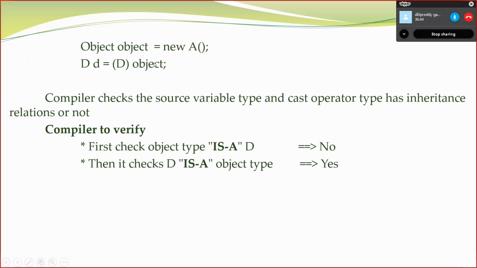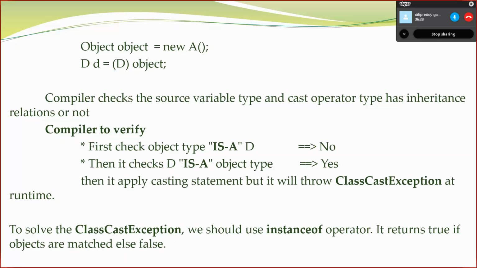Now the problem is we're getting the ClassCastException. How do we resolve that issue? To resolve it, we should use the instanceof operator. The instanceof operator will return true if the objects are matching, meaning both object A and B are compatible. Otherwise it will return false. This is the only option, otherwise the programmer should know before doing the typecasting whether they are compatible or not.